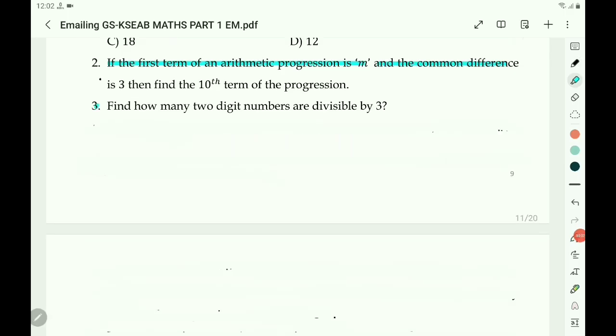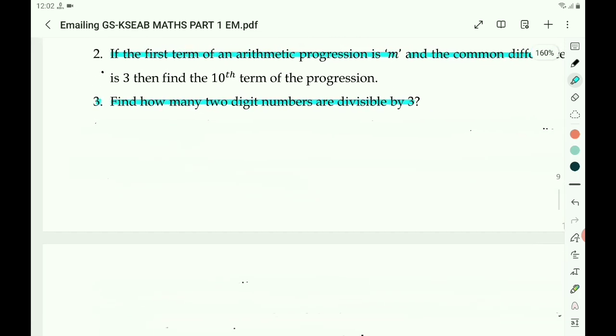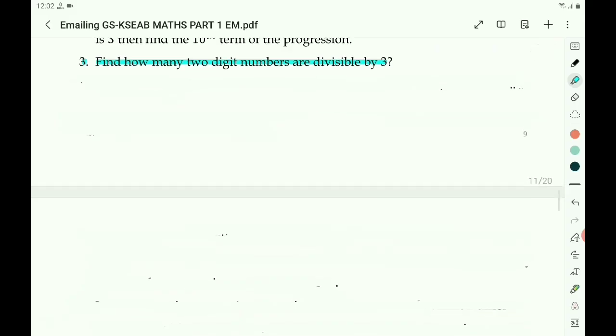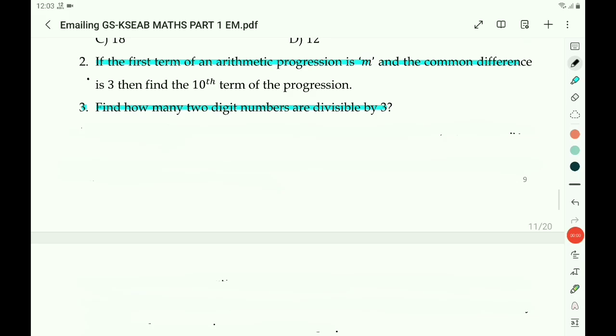Then question number 3, the third question. Find how many 2-digit numbers are divisible by 3. Here we have to give importance to the 2-digit numbers and also the numbers which are divisible by 3. Which is the first 2-digit number divisible by 3? The first 2-digit number is 10. It is not divisible by 3. Next one is 11, also not divisible by 3. Then 12. 12 is divisible by 3. So you take the first number as 12.